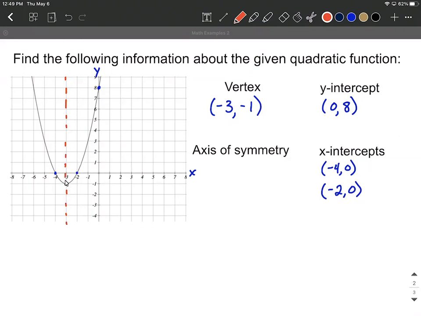So all the x values on this line are the exact same. So it's going to be x equals some number. Then we just have to remember that it goes through our vertex. So we're going to use the x value from our vertex. So x equals -3 as the equation of a vertical line. Don't forget the x equals, or you're not going to get full credit for this.